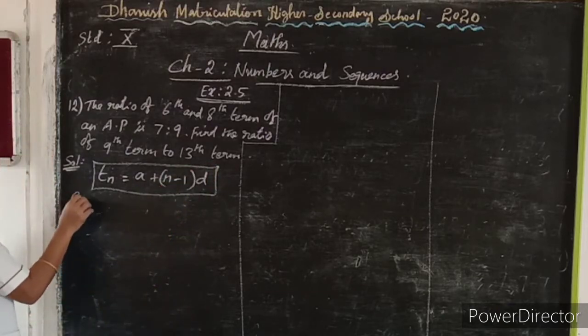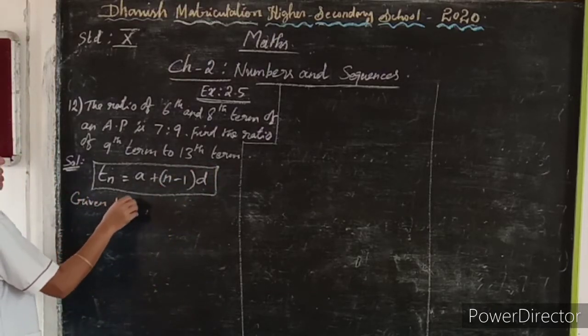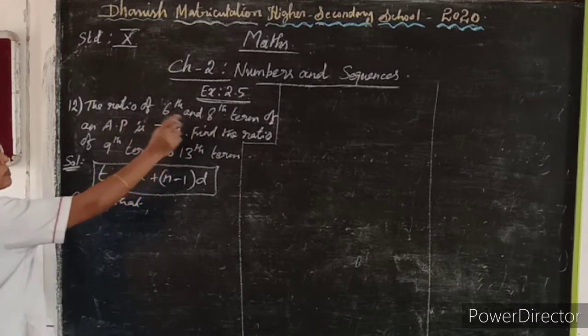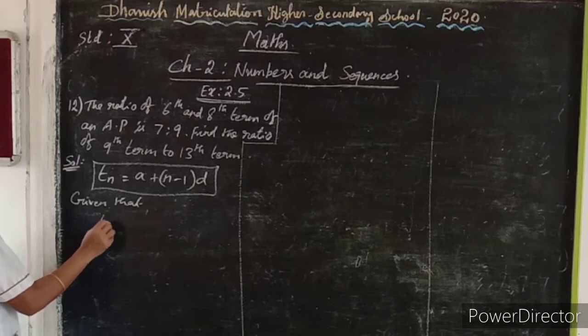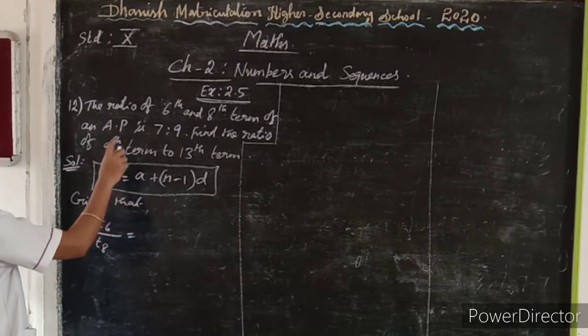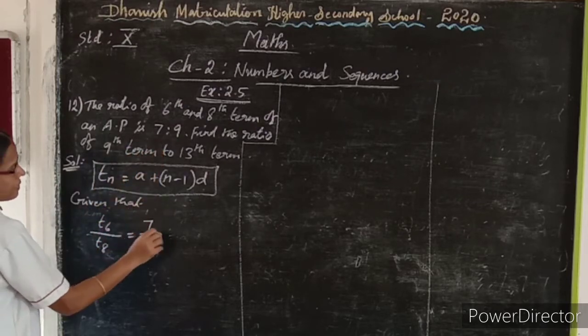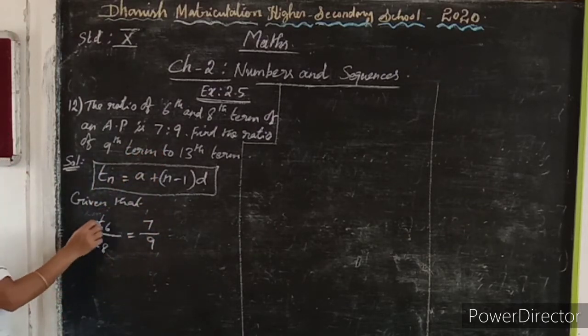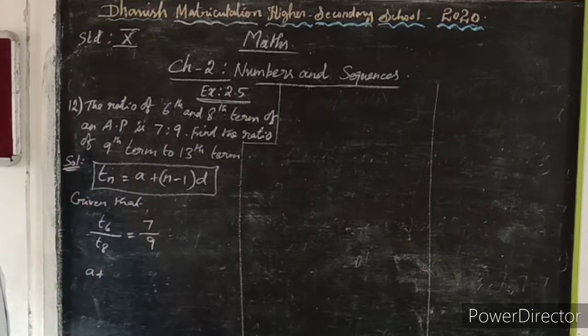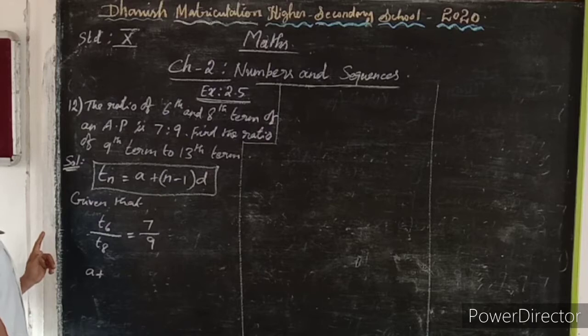So given that, the ratio of the 6th and 8th terms, that means T6 divided by T8, is equal to 7:9, that is 7 by 9. This is given. So for T6 we use this formula: the first term is A, the second term is A plus D, the third term is A plus 2D, so the sixth term is A plus 5D.